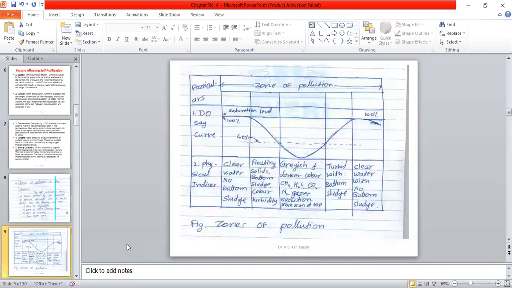Okay, I will go to the next slide. So this is the zone of pollution figure. You can watch, you can draw, and then I will explain. Only one mistake I made in this figure, and that is that I forgot to write the numbers. This is the first zone.